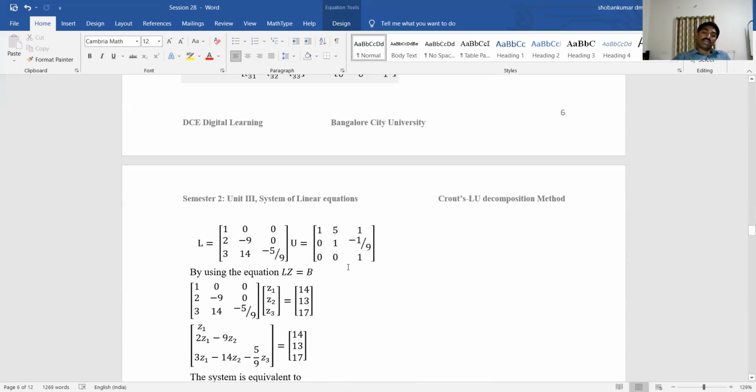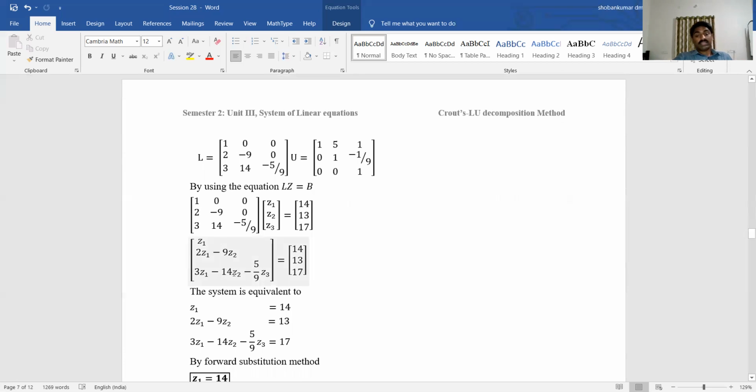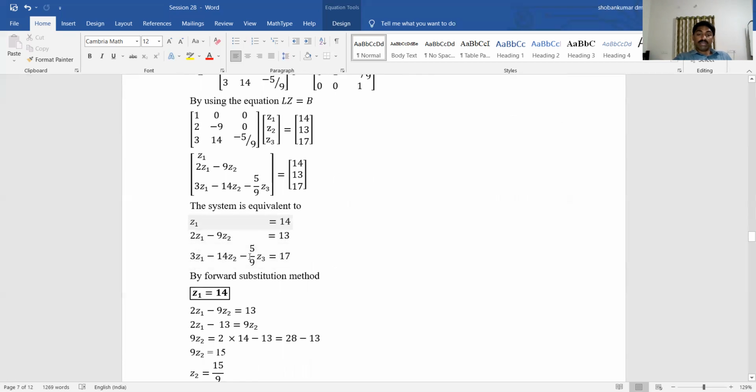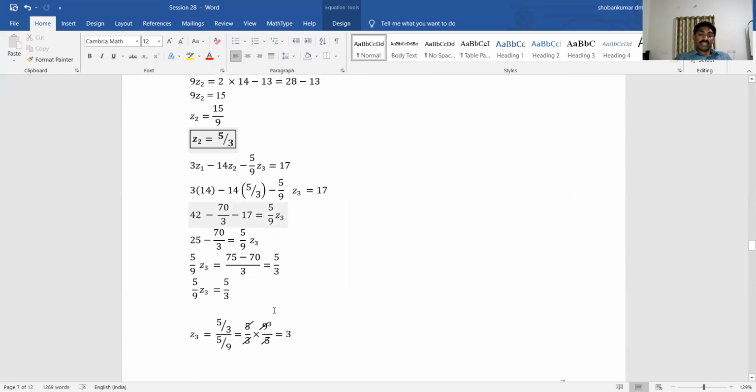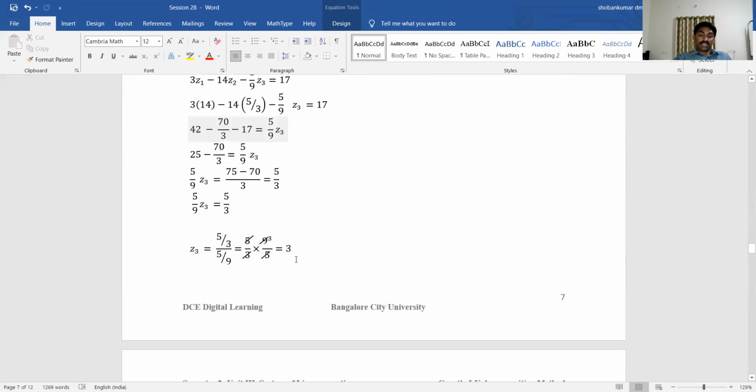Now, according to Crout's LU decomposition method, consider Lz is equal to B, where L is the lower triangular matrix and B is from the given system of equations. Expand it and equate the corresponding elements, and we get three equations. By the forward substitution method, we get Z1, Z2, Z3: Z1 is 14, Z2 is 5 by 3, and Z3 is 3.